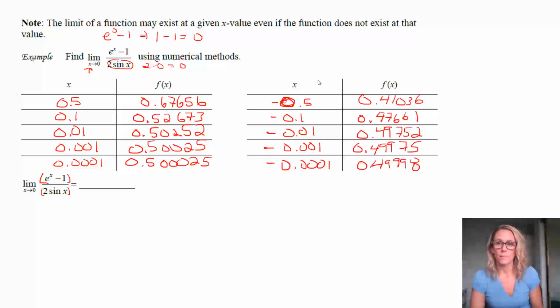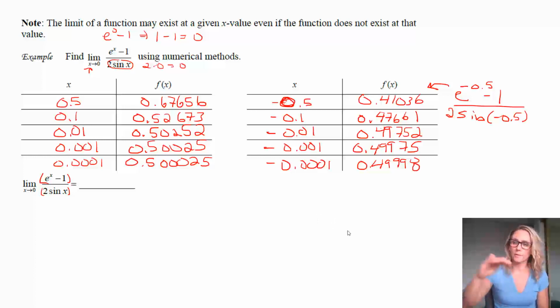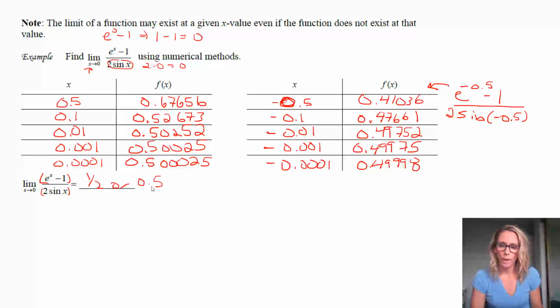So as we can see, coming in from that negative side, doing something like negative e to the negative 0.5 minus 1 over 2 sine negative 0.5, you're going to get this lovely decimal here. But as we look from both of those sides, we are in fact approaching, from what we can estimate and tell, the same number. And we can see that that is about 0.5. That's what it looks like to us anyway. So that's the same as 1/2 or 0.5 either way.